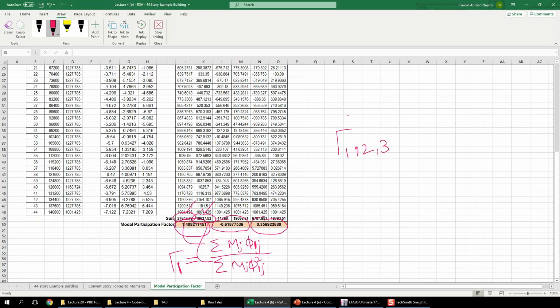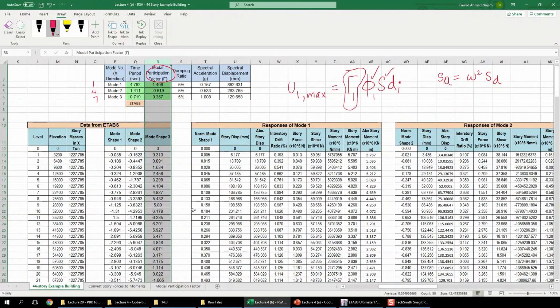We will use these in our manual calculations, although ETABS also reports them. Here I will go to my same Excel sheet, and I have these three modal participation factors: 1.4 for the first mode, minus 0.619 for the second mode, and 0.357 for the third mode. Now we are complete with everything required to calculate this U1 max, which is the first mode contribution towards the total U vector.